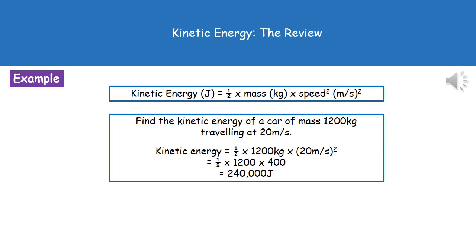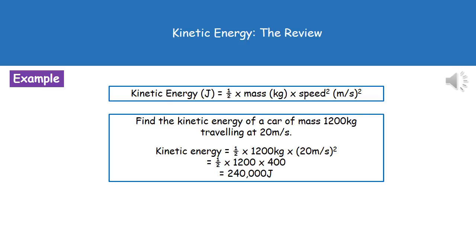Now all we need to do first of all is write down the numbers in our calculation to make sure we get that first mark. So it's going to be half times by the mass, which is 1,200, times by our speed squared. So our speed is 20 meters per second, so it will be 20 squared.